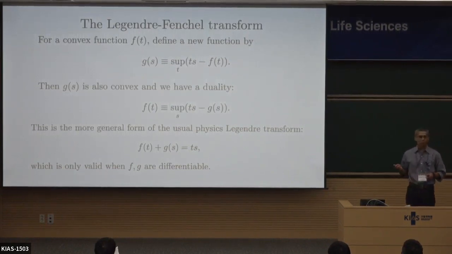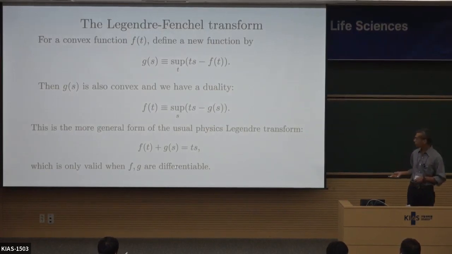And I know I harped on convex functions last time. Why do we care about convex functions? It's because the Legendre transform or the Legendre-Fenchel transform is dual on convex functions. You start from a convex function, you do the Legendre-Fenchel transform, you get another convex function. And then you do it over again and you get back your original function f of t. Okay? This is only true if f and g are convex. Okay? And I'm going to show you what happens if one of them is not convex. Then if you do this two times over, what are you going to get? So we'll discuss that. Okay?